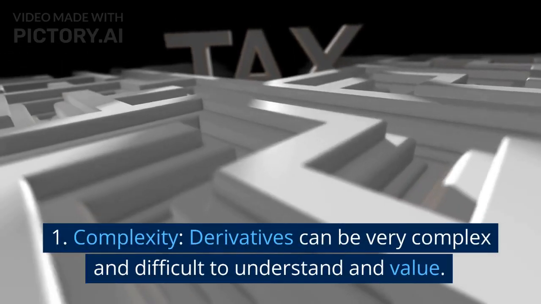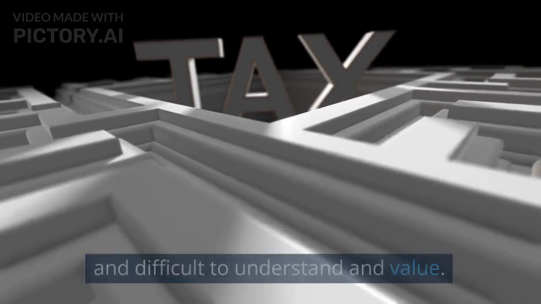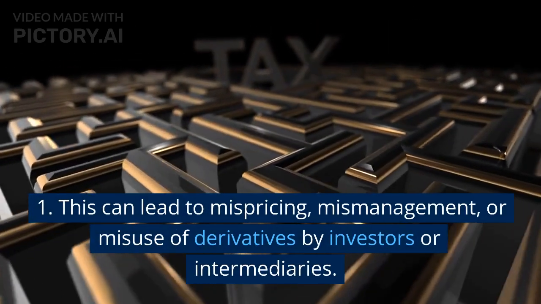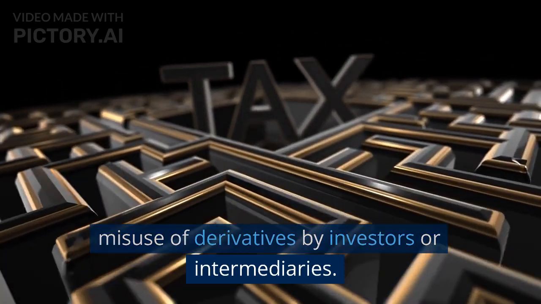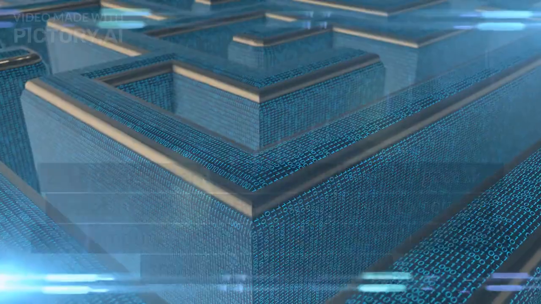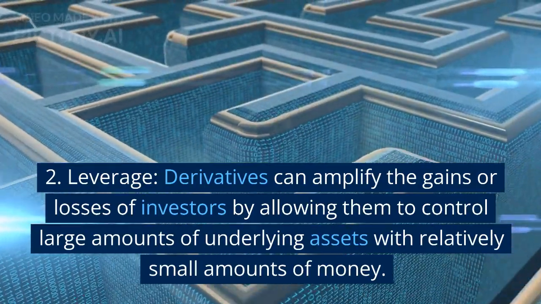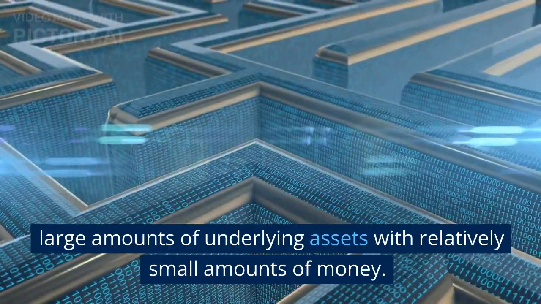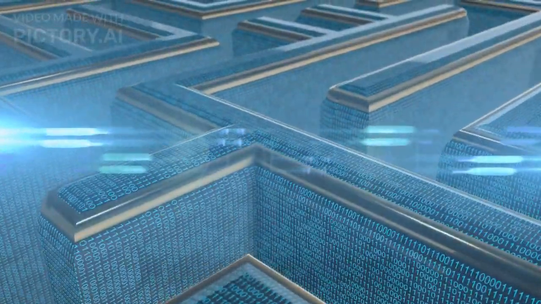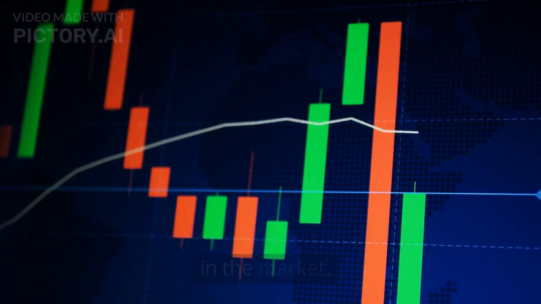Some of these include: 1. Complexity. Derivatives can be very complex and difficult to understand and value. This can lead to mispricing, mismanagement, or misuse of derivatives by investors or intermediaries. 2. Leverage. Derivatives can amplify the gains or losses of investors by allowing them to control large amounts of underlying assets with relatively small amounts of money. This can create excessive leverage and volatility in the market.